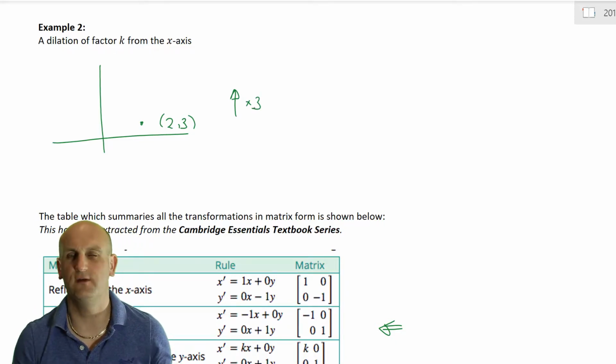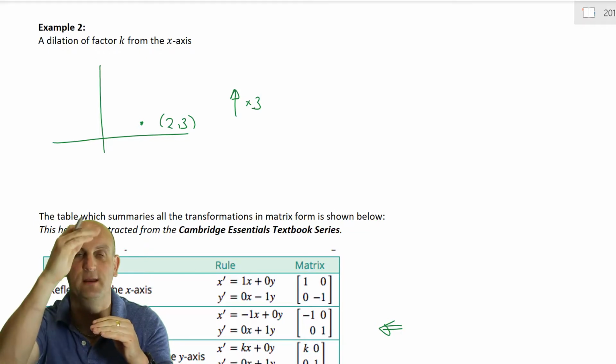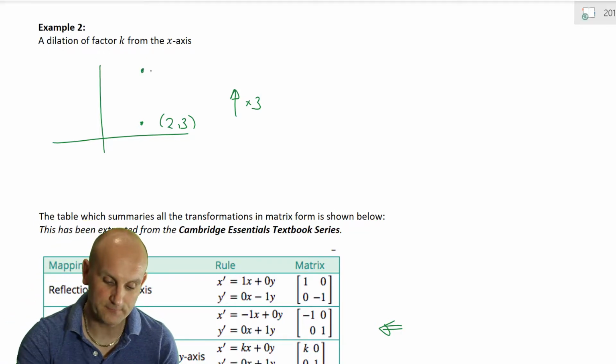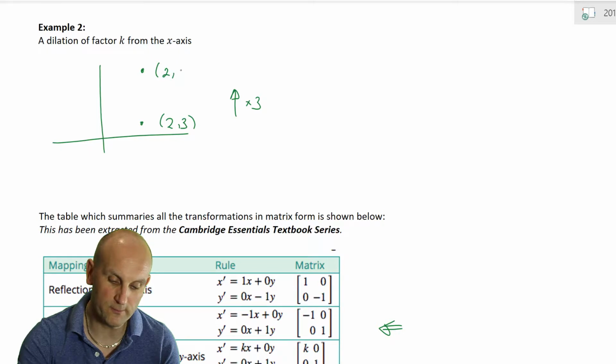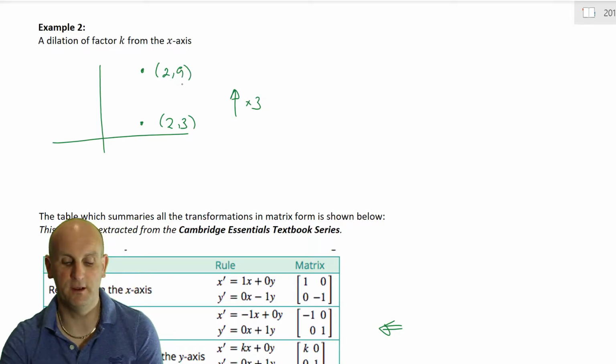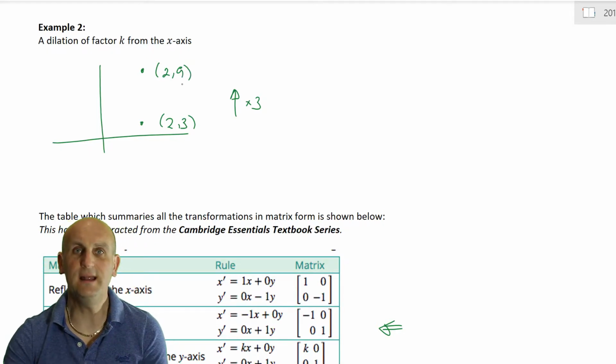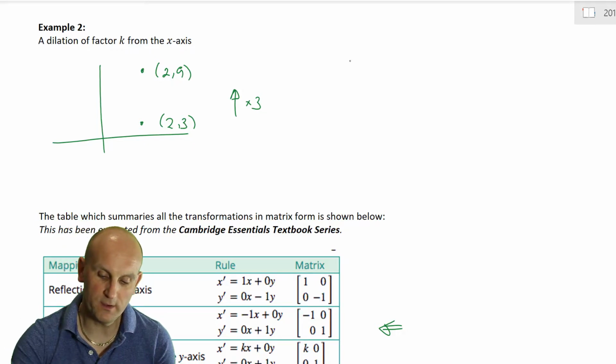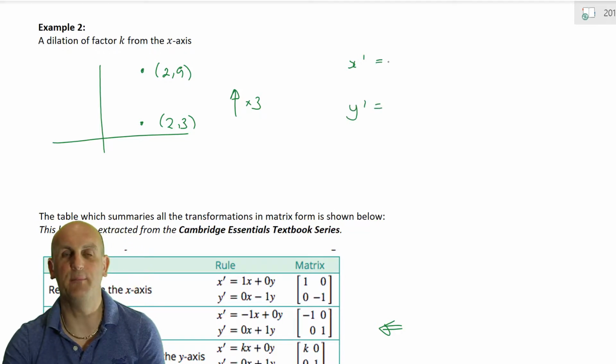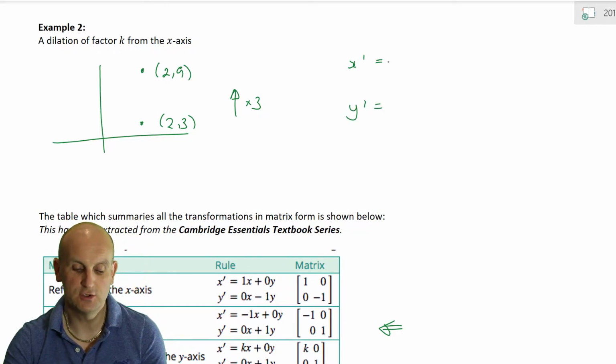Which is going to change, my x value or my y value? Well, if I'm stretching that way, it's not my x value. So that's now going to become 2, 9. It's been multiplied by 3. So now let's look at what happens with my x dashed and my y dashed. My x dashed and y dashed, remember, are the points that happen. They're my images.